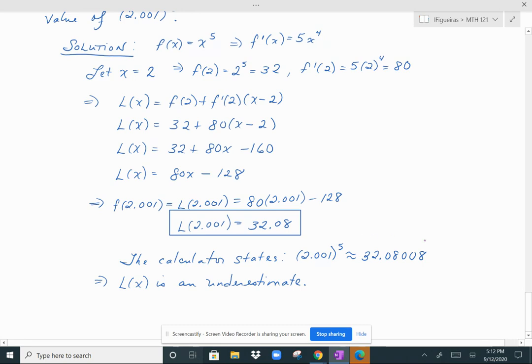But if you plugged it into a calculator just to compare, this is what it would tell you. And so you can see that these numbers are very close. The 32.08 is a very accurate approximation. And in this case, my L of x is a slight underestimate. So graphically, x to the 5th would be slightly below the line that we found here when you're close to 2.